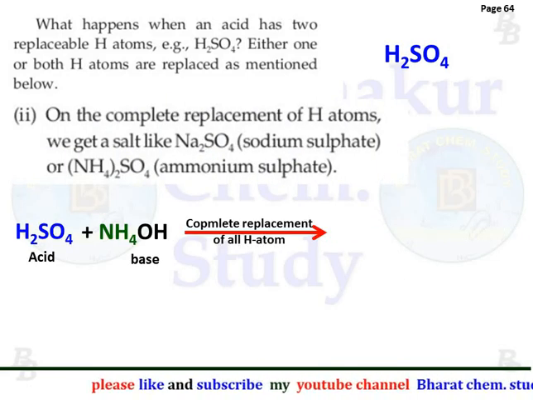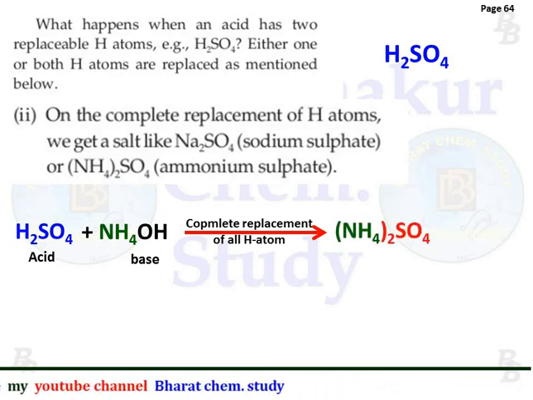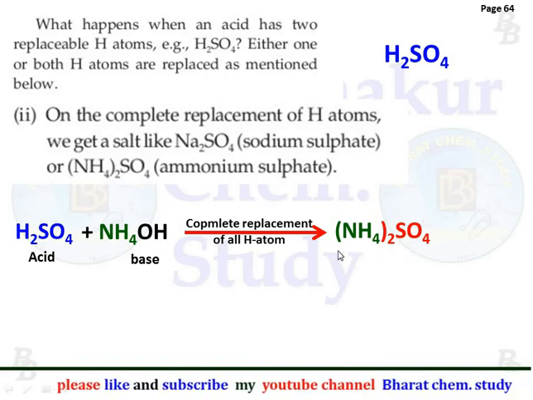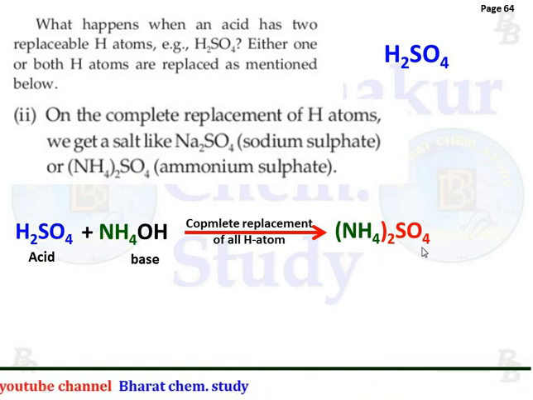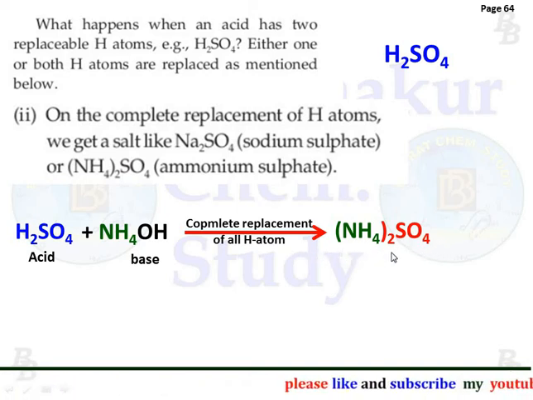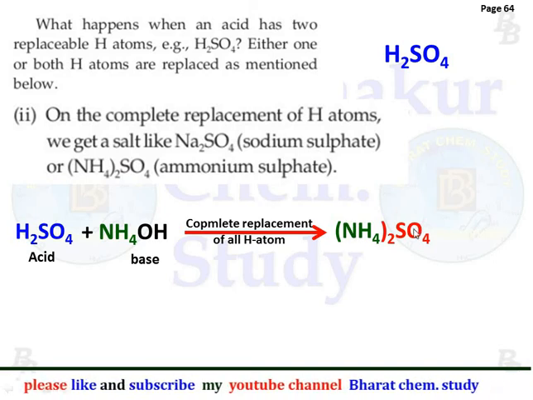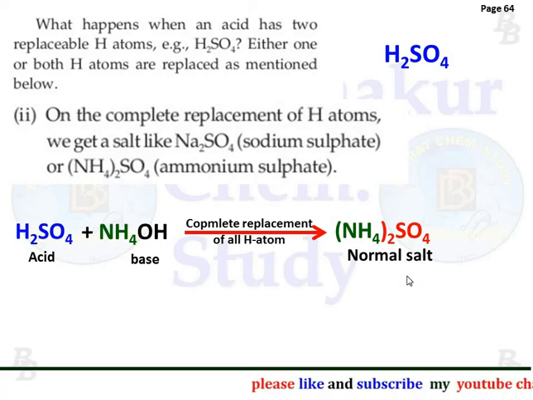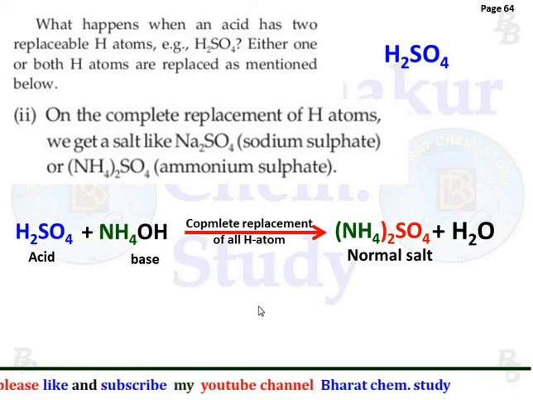So on complete replacement of all hydrogen atoms, the salt formed is ammonium sulfate, and you can see clearly in this formula, it does not contain any replaceable hydrogen atom of the acid. So such a salt which does not contain any replaceable hydrogen atom coming from an acid is called a normal salt. Plus in this reaction water is formed.